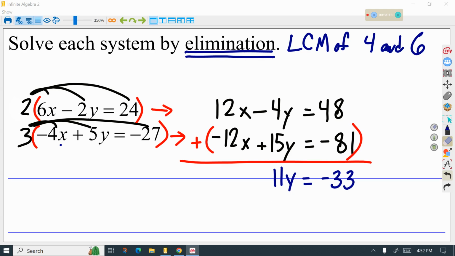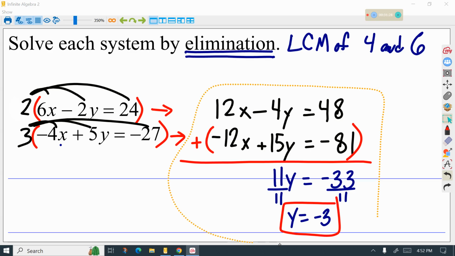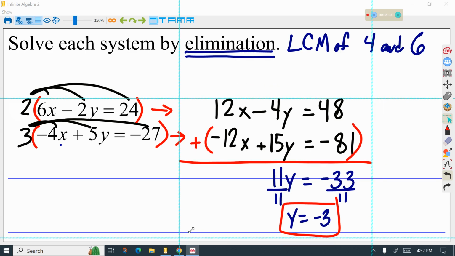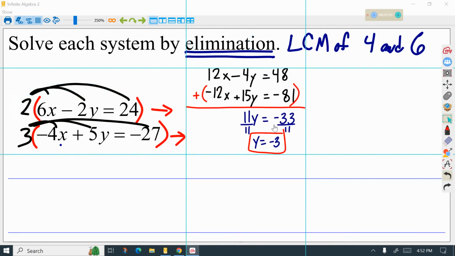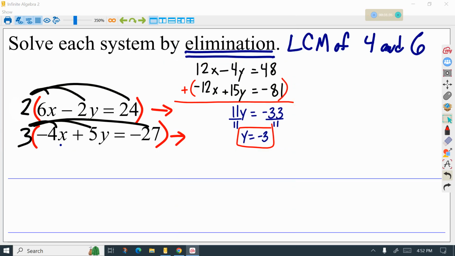Now what I want to do is just divide both sides by 11 to solve it. Well, y is equal to negative 3. Now we go plug that into any one of the other equations to solve for the second coordinate. And we've done that a lot. I don't want this video to run on too much, but I guess I might as well at least start the process and let you guys finish it. So we would pick one of these equations. Let's say I pick the top one, 6x minus 2y equals 24. Well, what number goes in there?